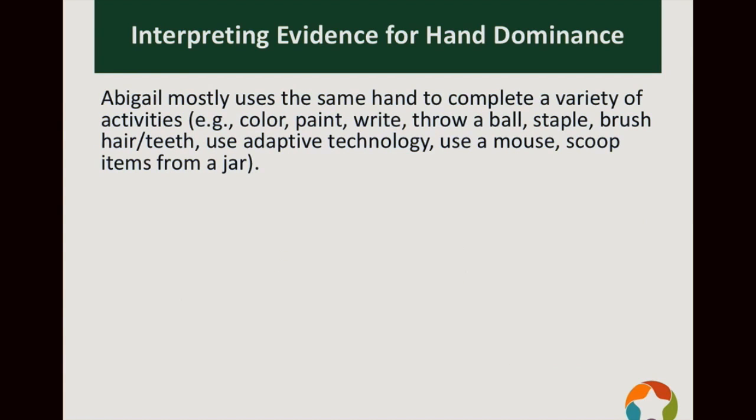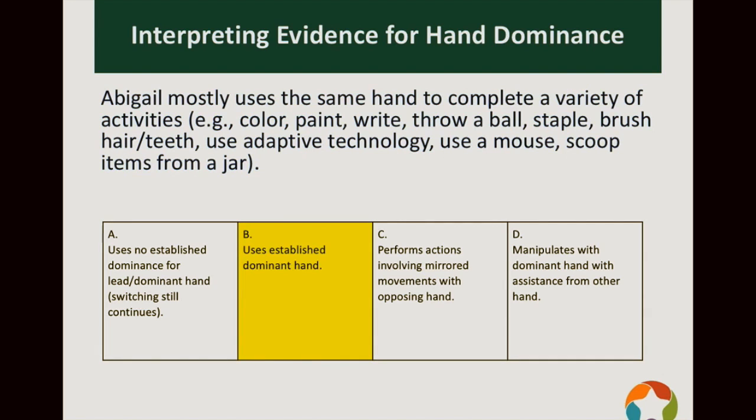Let's do another one for hand dominance. Abigail mostly uses the same hand to complete a variety of activities. Color, paint, write, throw a ball, staple, brush hair and teeth, use adaptive technology, use a mouse, scoop items from a jar, using that same hand. What does that tell us about Abigail along the hand dominance progression? Skill step B, uses established dominant hand.